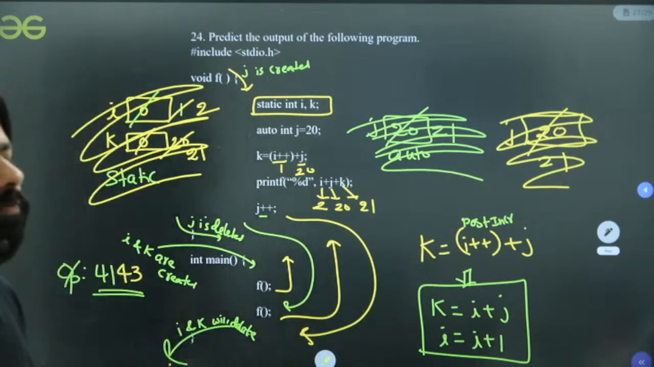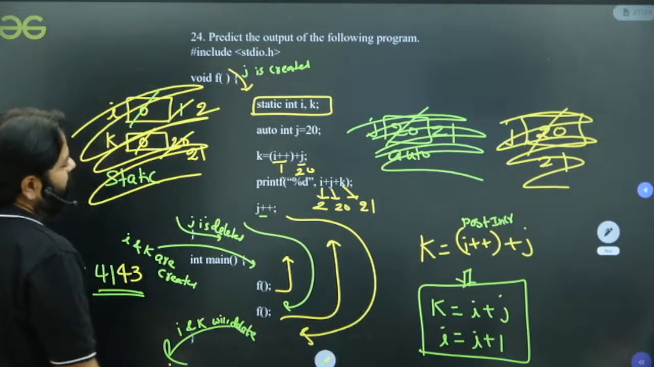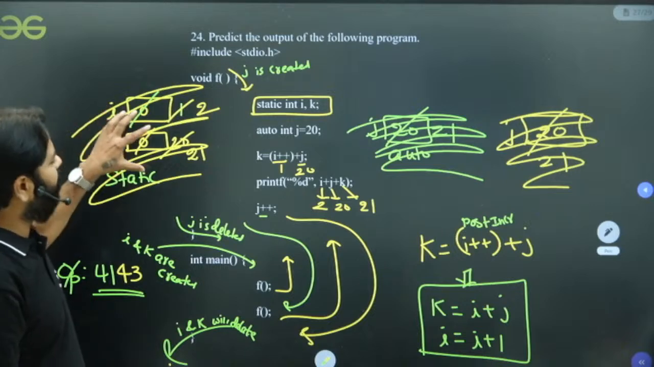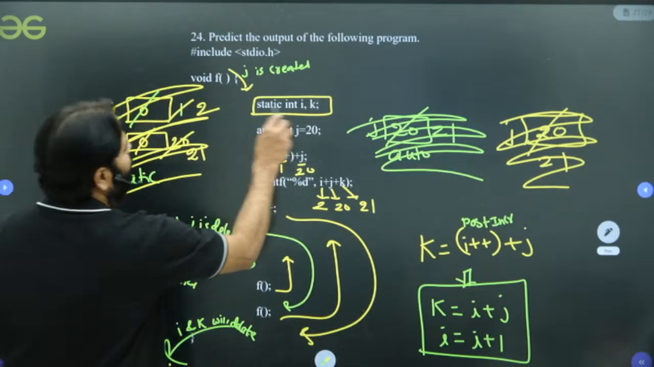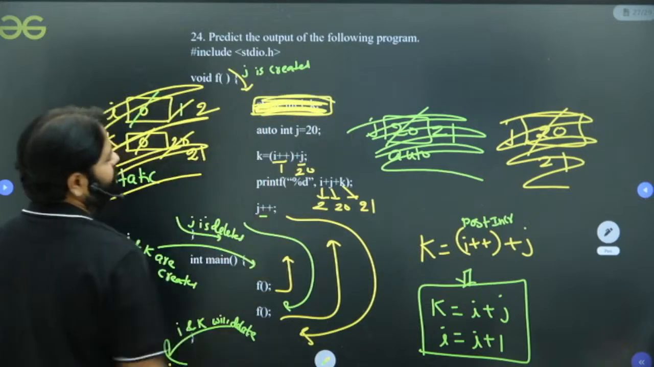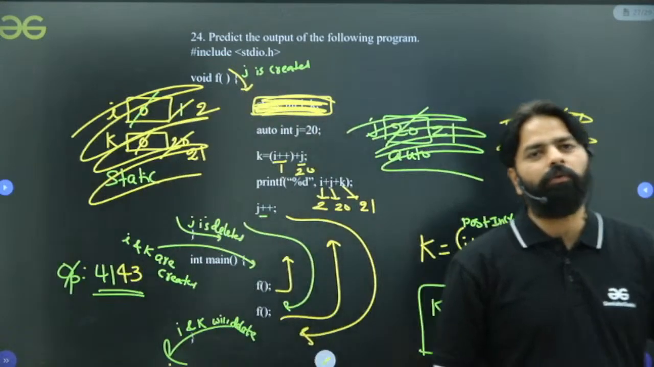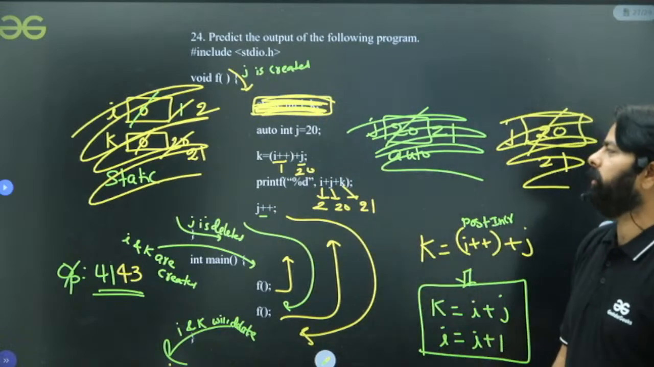Most of you have answered 41, 43, but others, I don't know what's happening. Because this i and k exist, it can return the previous values here. And this is actually not there during runtime. Do not look at i and k at all, because that was taken only once. Later on, we don't require to create the memory for i and k.